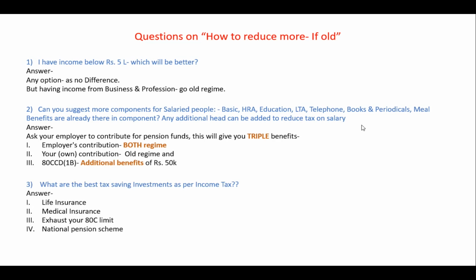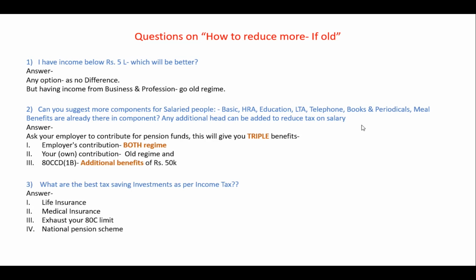What are the best tax saving investments as per the income tax? I would just tell you what all things you need to know. First, life insurance. Your life should be insured with a term plan for at least 10 times your income. Second, medical insurance. As we say, health is wealth, so you and your family should be insured by a health cover as well.